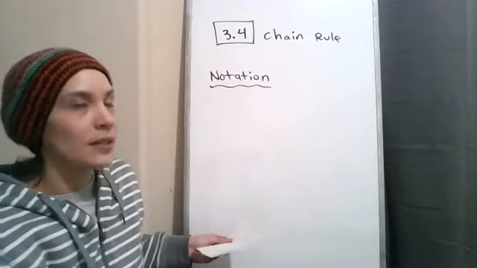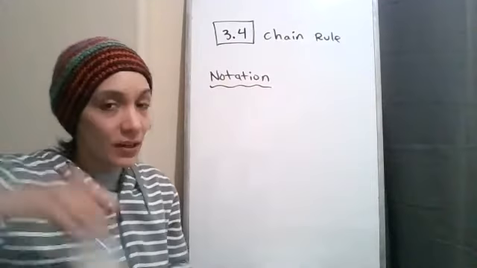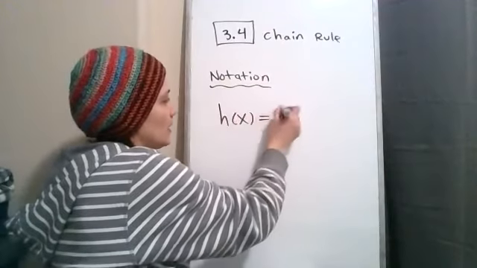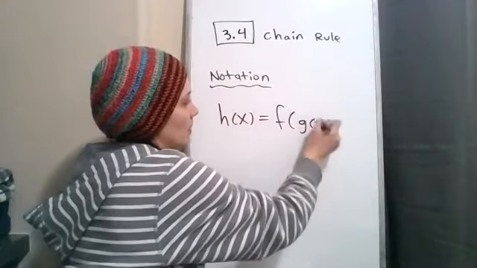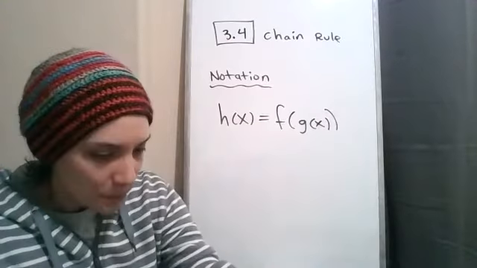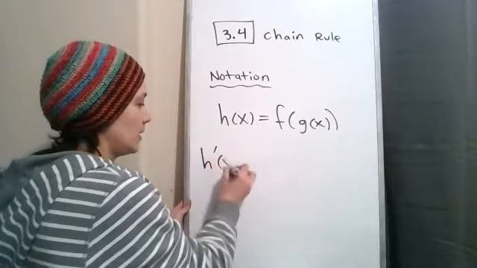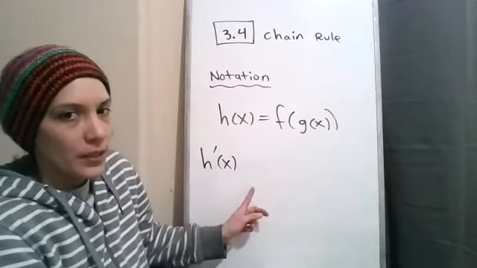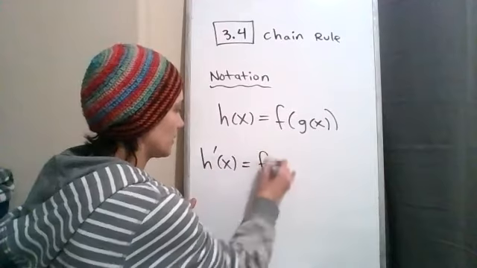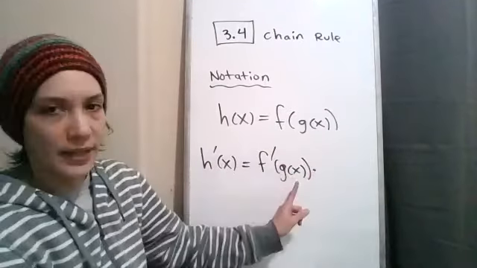We had a composition of functions. We called it h of x. And it's some function f composed with g of x. We took the derivative to get h prime of x would equal f prime of x with g of x as the input. And then multiply by the derivative of g of x.